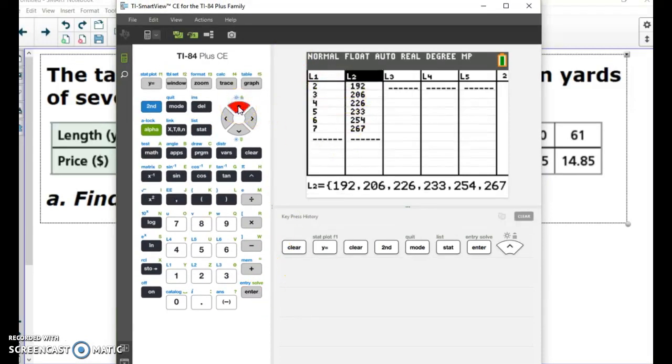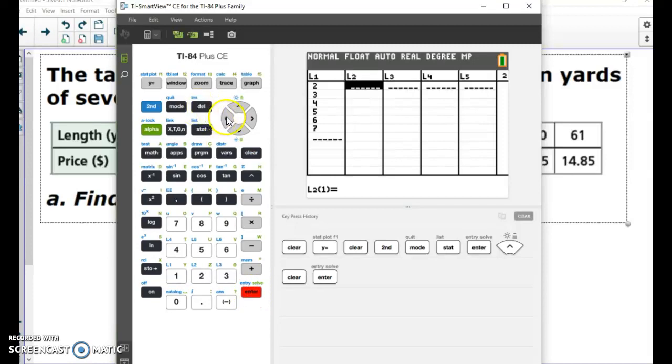I want to make sure that you understand when I go up to list 2 and I want to clear the data, I want to clear it and then hit enter. I don't want to delete it. That will delete L1 or L2 altogether. So go to the L1 button, and then we're going to hit clear, not delete, and then back to enter.